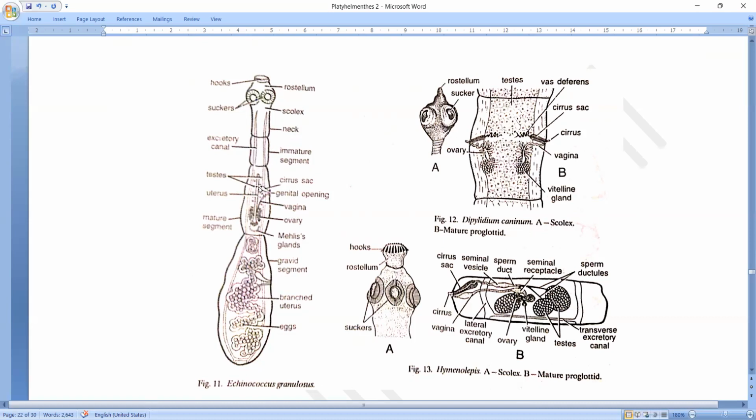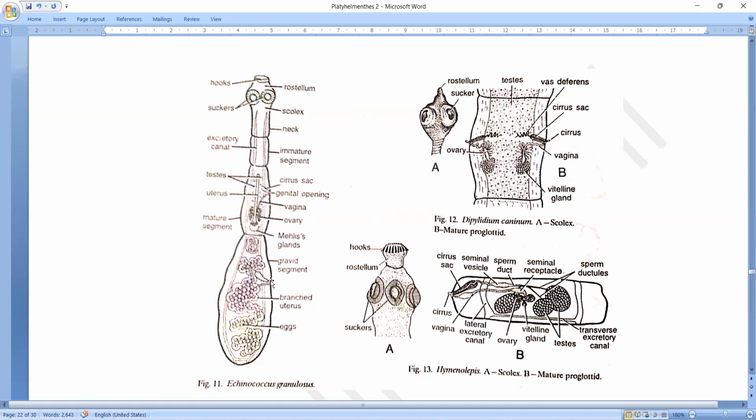Only 3 to 4 segments are present, the immature proglottid, mature proglottid, and gravid proglottid. The reproductive system is the same. All the parts are almost similar, but the structure is different. The testes are present all over the segment, joined into vasa efferentia, ending into vas deferens, and ultimately opened outside by the cirrus. But here the cirrus is on both sides. A pair of ovaries are present. Here the vitelline glands are slightly different from Taenia, and these are the Mehlis glands. Their function is similar.